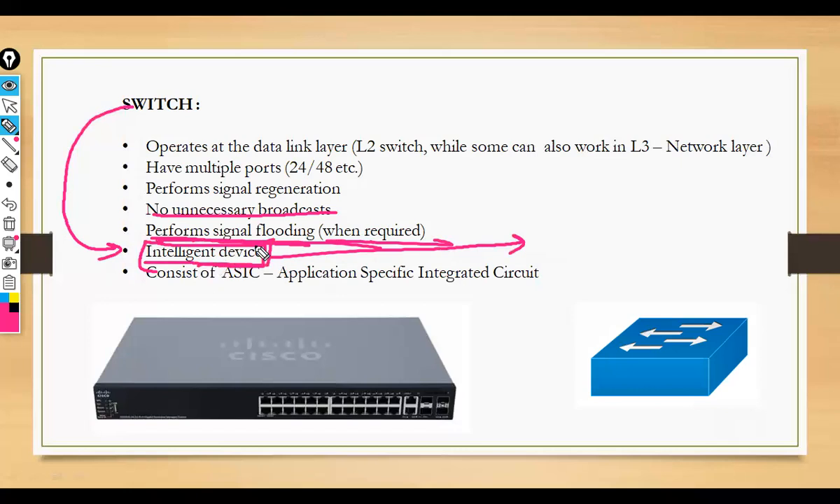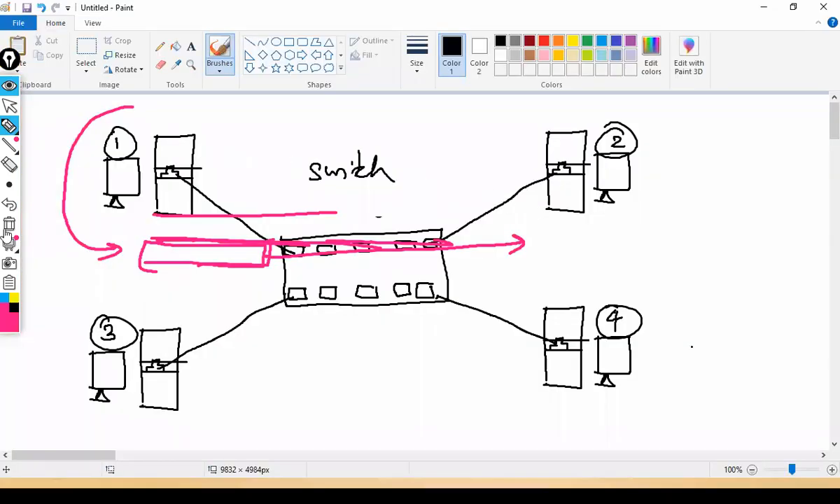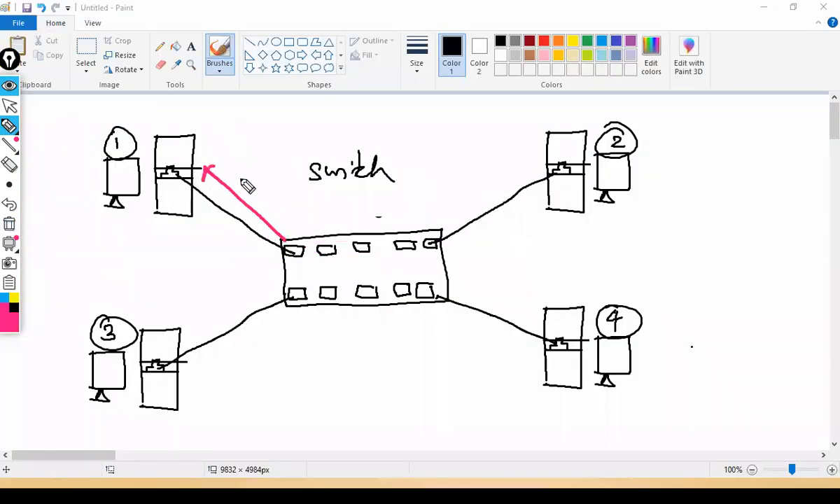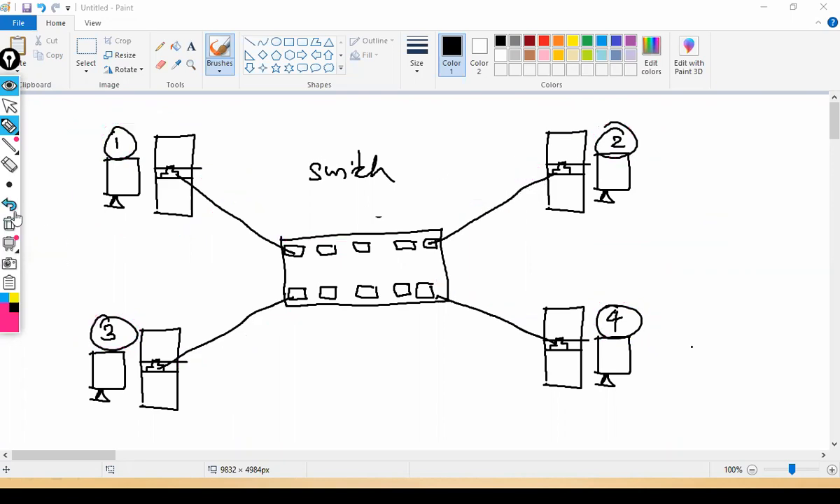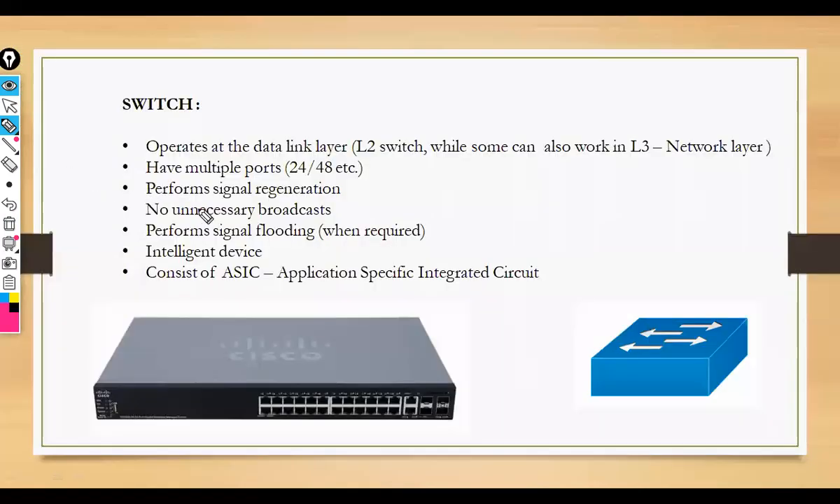The switch knows where these machines are sitting. It knows that to the upper left, machine 1 is sitting, to the upper right, machine 2 is sitting, to the lower left, machine 3 is sitting, and to the lower right, machine 4 is sitting. So the switch is an intelligent device. It keeps track of where the devices are sitting.